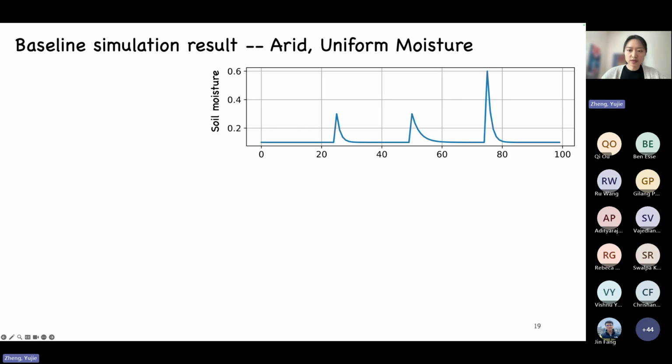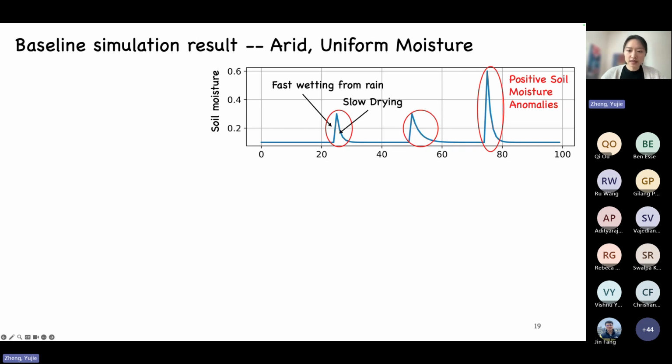And for arid environments, we typically have a low baseline soil moisture with positive soil moisture anomalies induced by precipitation. So here we assume a period of time with 3 rain events. Each rain event would cause a fast wetting of the soil by the rain, and then a slow drying period of the soil. And we also make the magnitudes and duration of these anomalies different to see the correlation.